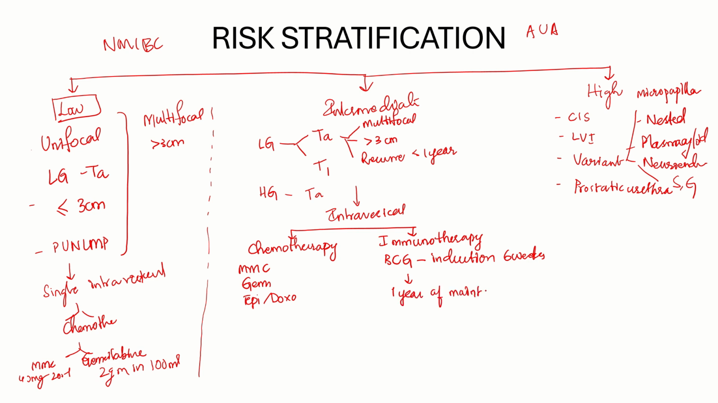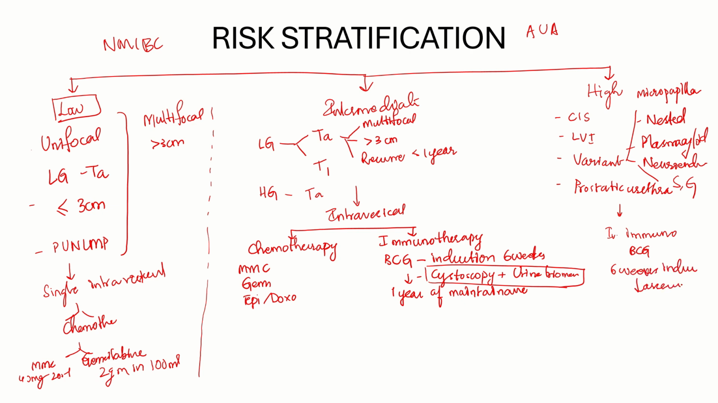After induction therapy, we assess the patient again with cystoscopy and urine biomarkers. If there is any suspicion for recurrence, we take a biopsy and assess the histology of the recurrence. Whereas in high risk groups, the management is intravesical immunotherapy with BCG, that is 6 weeks of induction course followed by assessment and then 3 years of maintenance.